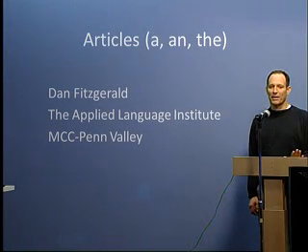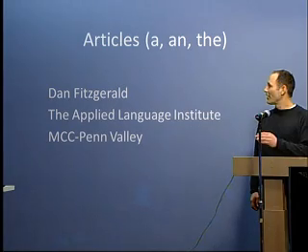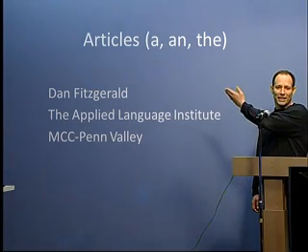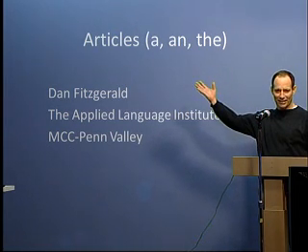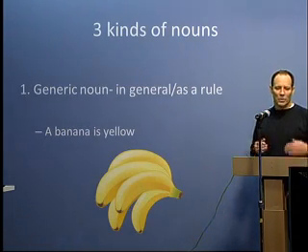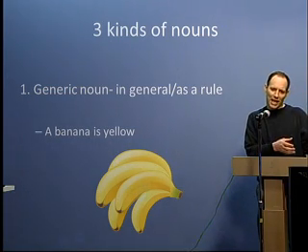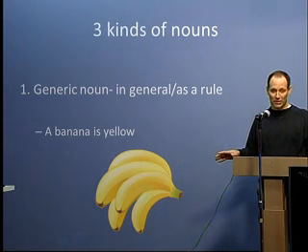Hello, today we're going to be talking about a grammar issue that confuses a lot of students. What we're talking about today are articles. And when I say articles, I mean the words a, an, and the. When we think about articles, when do we use a, when do we use an, when do we use the, or when do we have no article?